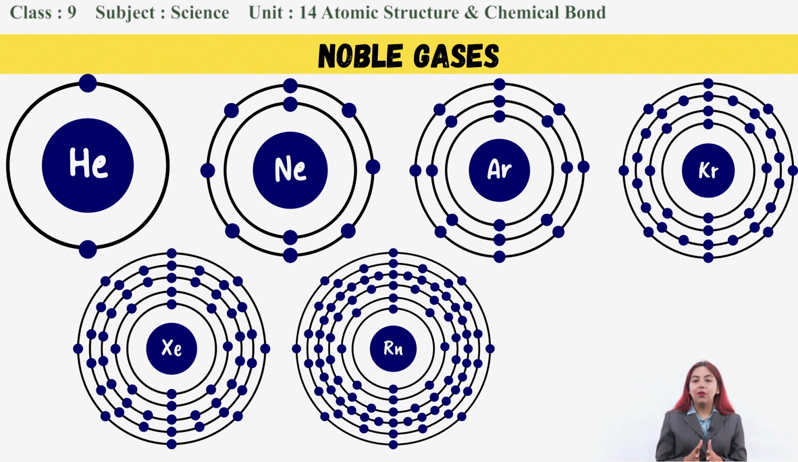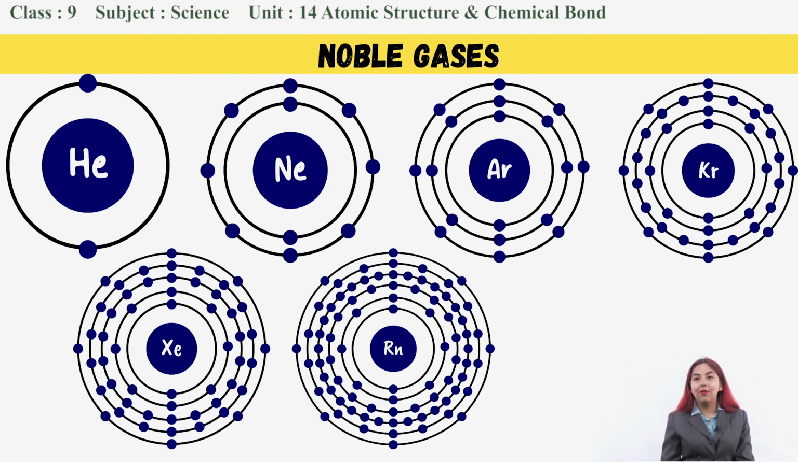Similarly, neon, argon, krypton, xenon and radon have 8 electrons in their outermost orbit, so they are in octet state. And these all have the full number of electrons in their outermost orbit, so that's why they do not readily take part in chemical reactions. That's why these are all known as noble gases.